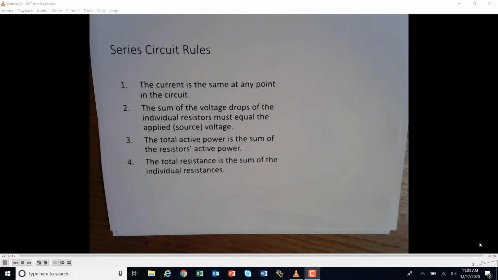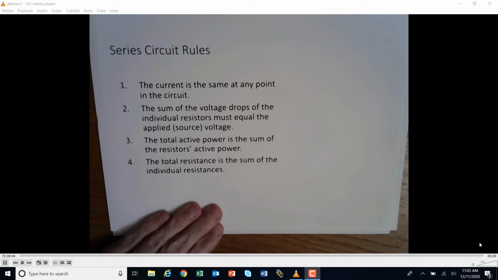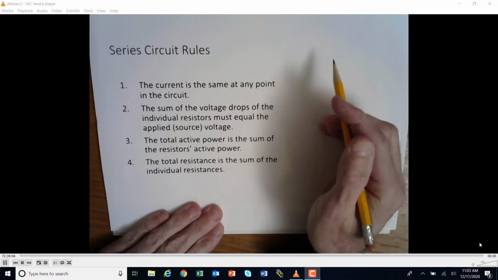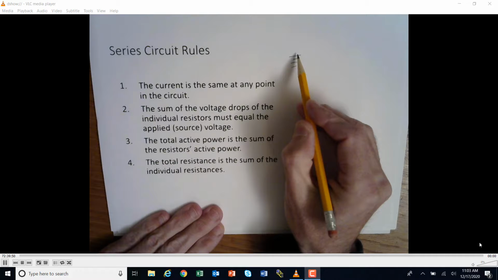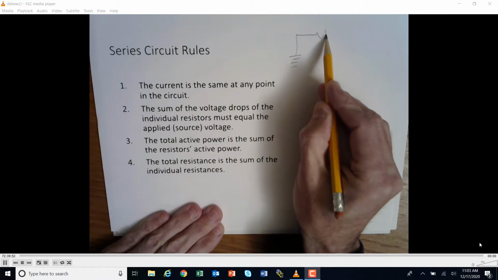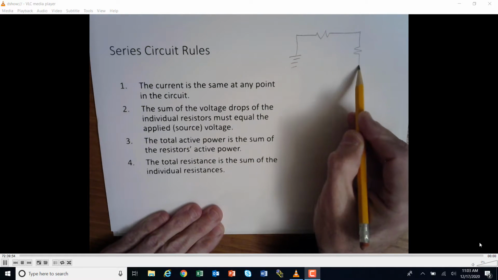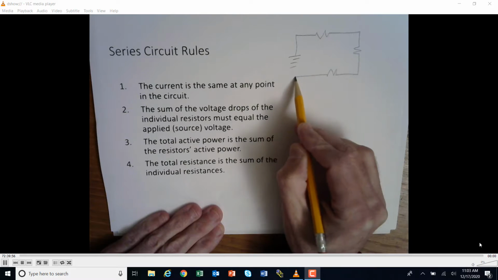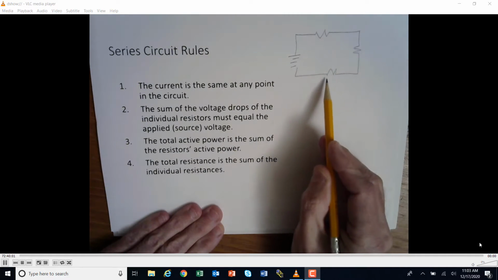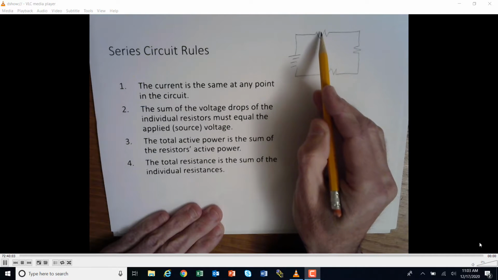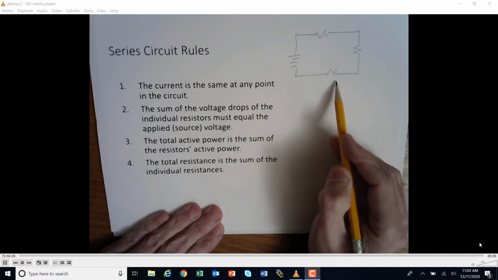Series circuit rules. What we're going to take a look at is the series circuit. The first thing I'm going to do is draw a series circuit up here, okay? I'm going to put a voltage source over here, and I'm going to put 3 resistors here in series. It's in series because there's only one path for the electrical current to flow, and it's going to go through resistor 1, resistor 2, and resistor 3.